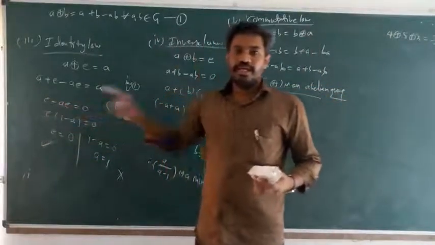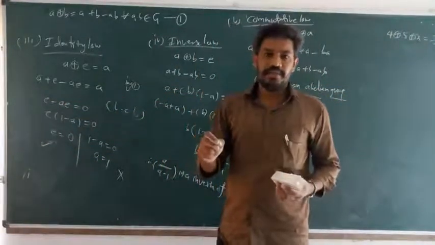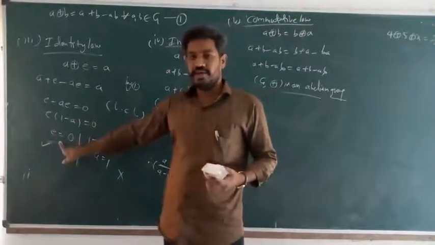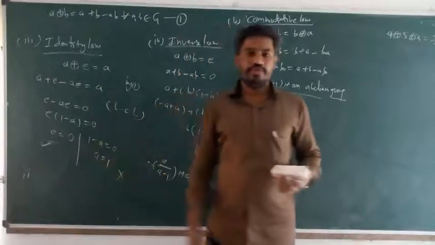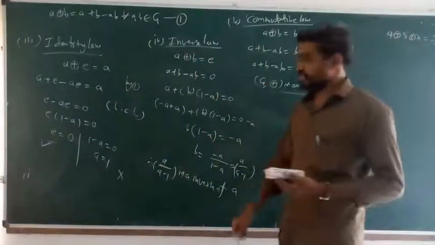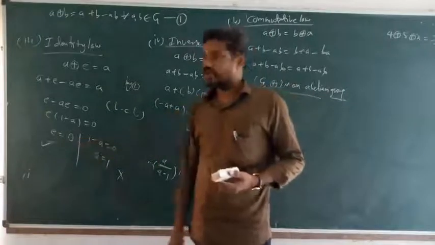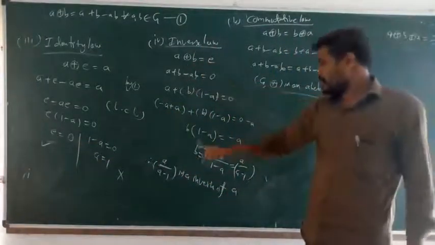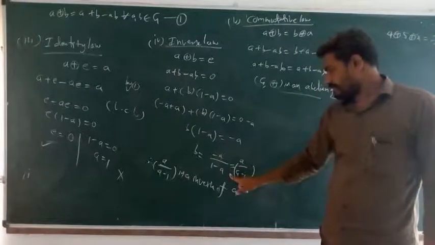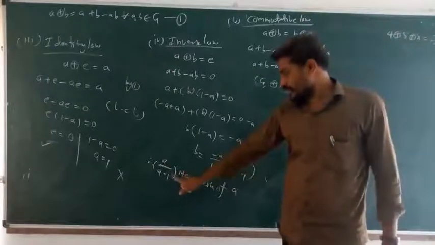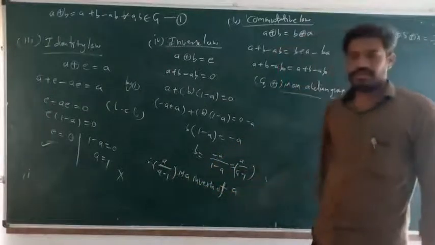In this question, A direct sum B is equal to A plus B minus AB. What is the identity value? A equal to 0. So four options are given. You can find the shortcut methods. In this question, A equal to 0 by the inverse law, A direct sum B equal to E. What is the B value? Minus A by 1 minus A, and also minus A outside, A by A minus 1. So A by A minus 1 is the inverse of A.